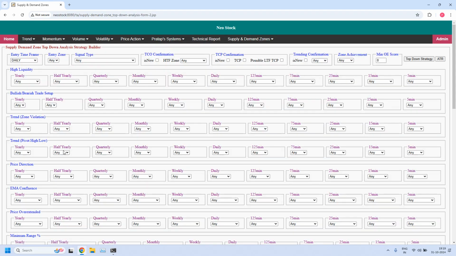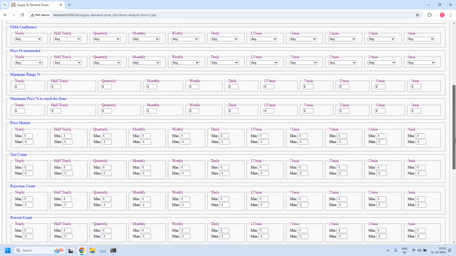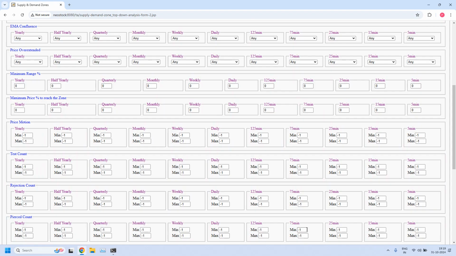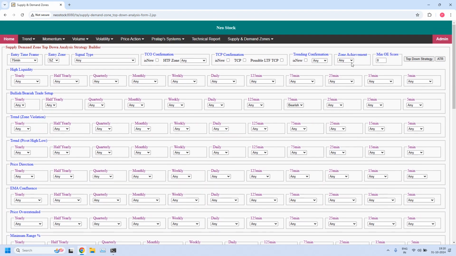Next, let us look for bearish trade setup for weekly income trade. Entry time frame 75 minutes, entry zone is supply zone. In bullish or bearish trade setup at 75 minutes time frame, I am selecting bearish. The 75 minutes supply zone should not be pierced. So in the pierced count at 75 minutes time frame, I am setting minimum value 0, maximum value 0. Zone achievement violated opposing zone, minimum order enhancer score 12. All the 3 filters are applied to the 75 minutes supply zone.